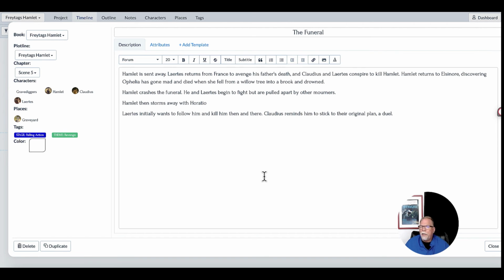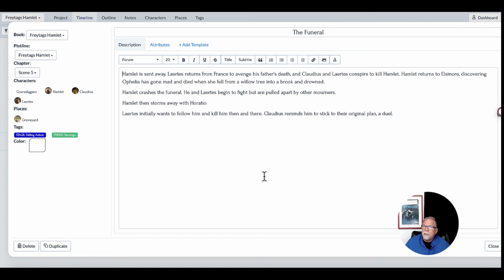Now, following that, Hamlet returns to Elsinore, and he discovers that Ophelia, his love, has gone mad and died when she fell from a willow tree into a brook and drowned. So Hamlet, as one does, crashes the funeral. He and Laertes begin to fight, but are pulled apart by other mourners. Hamlet storms away, and Laertes wants to follow Hamlet and kill him.